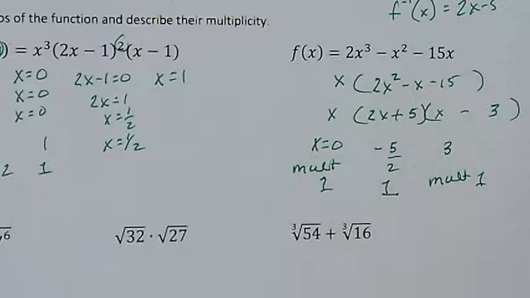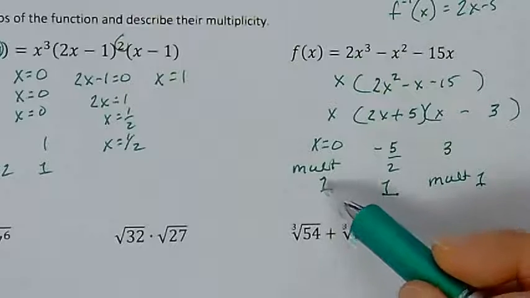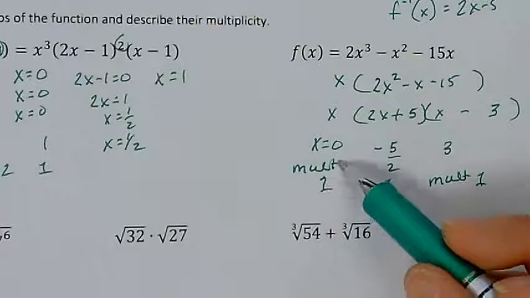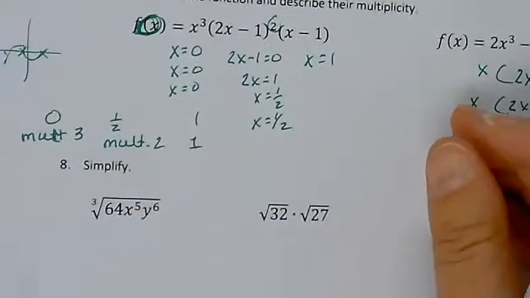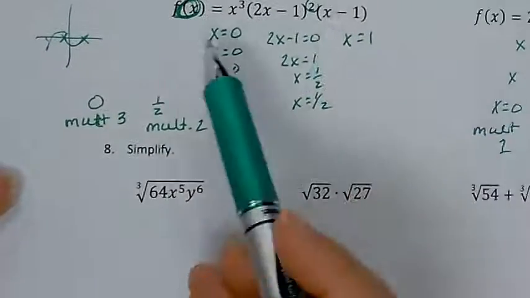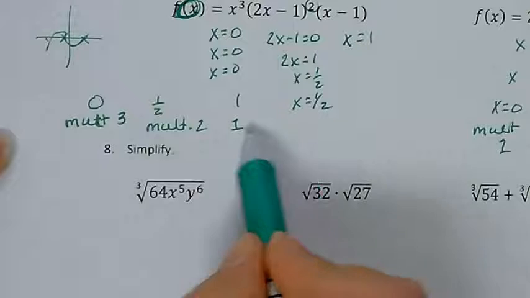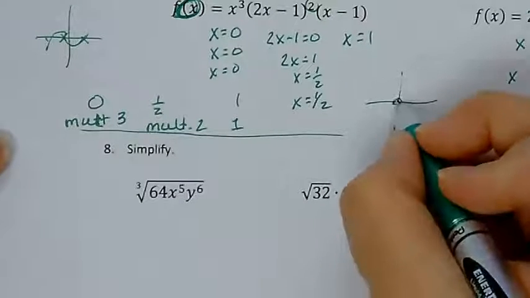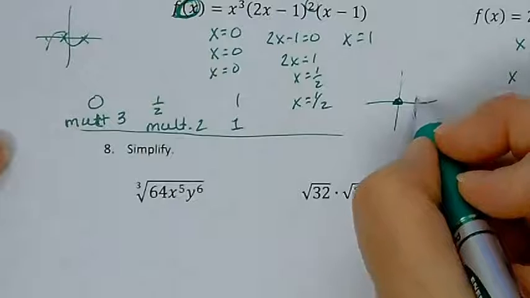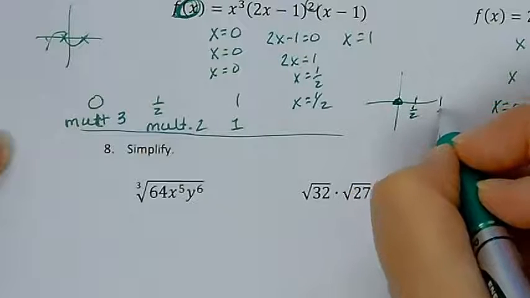Now, multiplicity means if it has an odd multiplicity, it's going to go through the graph. But if it happens an even number of times, it's going to turn at the graph. So like, let's go over here and think about this one. If I graphed this one, I would have a 0 and a 1/2 and a 1.